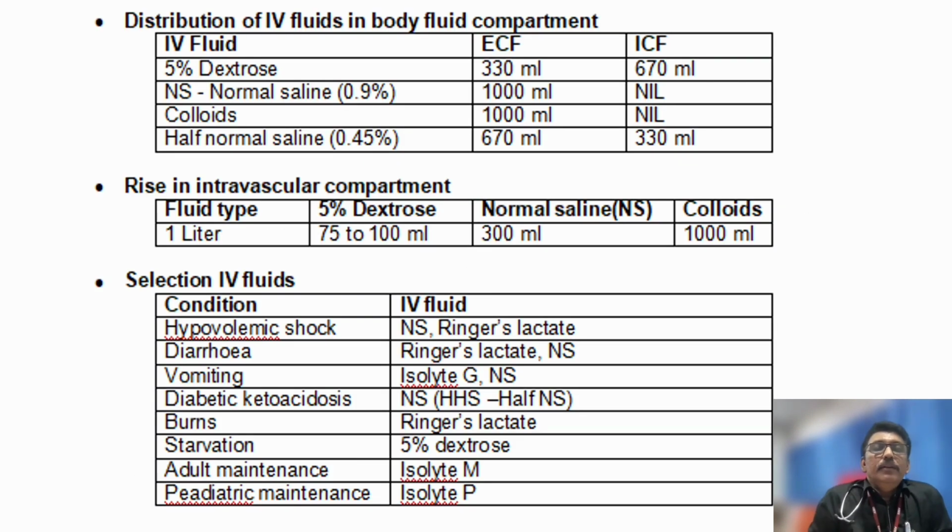Now, this chart will tell you how much will remain in the intravascular compartment after giving each type of fluid. So here we can see normal saline, around 300 ml will remain in the intravascular compartment, 5% dextrose around 100 ml will remain, colloids 1000 ml will remain in the intravascular compartment after giving 1000 ml. So that is the difference, but unfortunately we cannot use colloids because albumin is very costly. Normal saline, ringer lactate, plasmalite, these are the fluids that should be used in hypovolemia or hypovolemic shock.